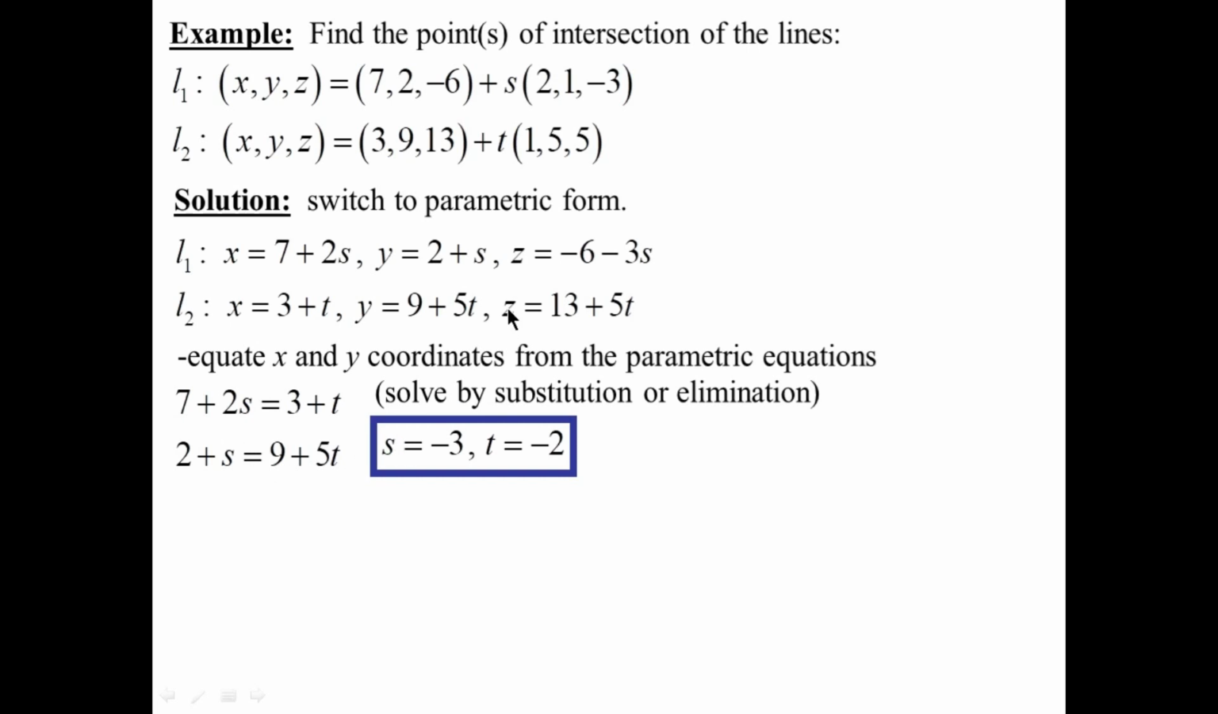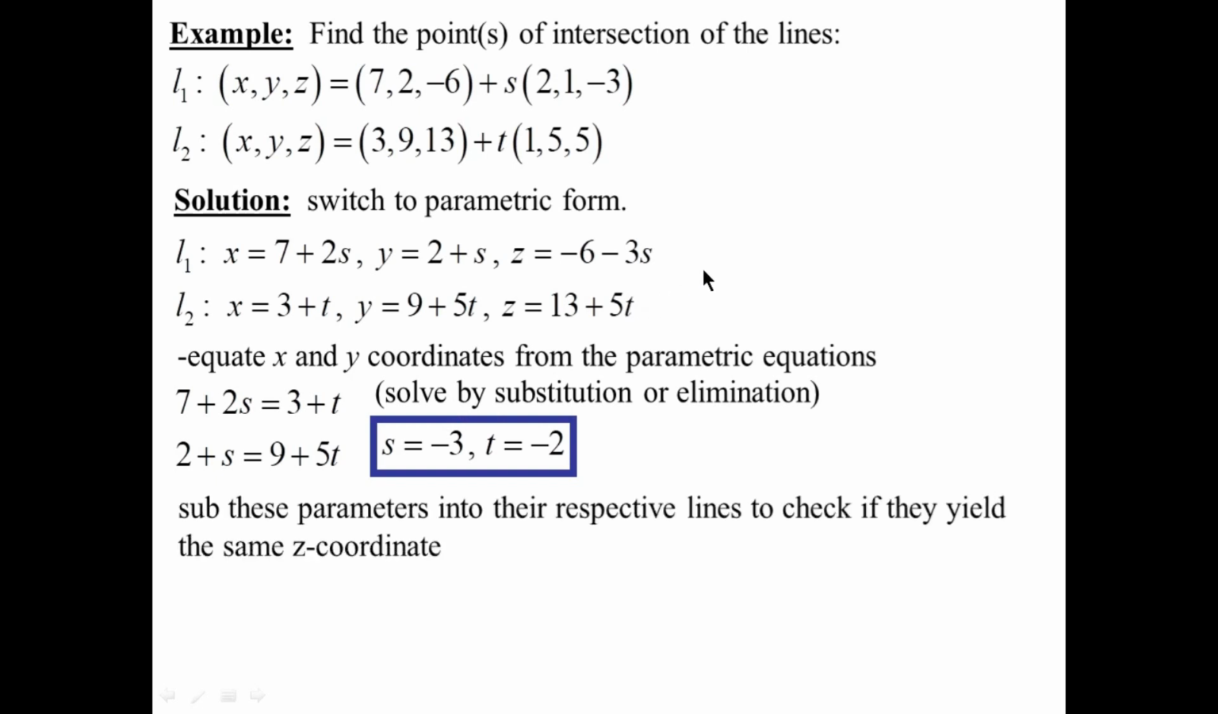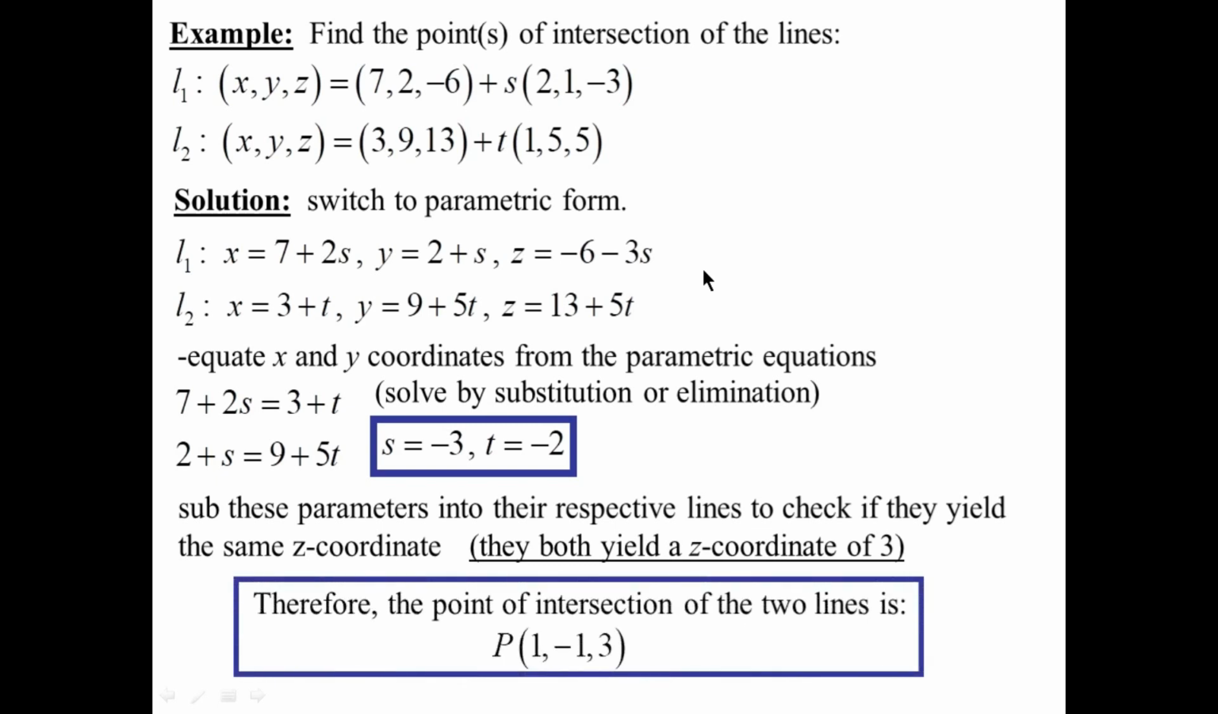And now we'll see if they generate the same third coordinate. Line 1 would generate minus 6 minus 3 times minus 3, which is plus 9. So minus 6 plus 9 is 3. While line 2 would generate, and that would also be 3. They both yield the same z coordinate, which is 3. And so they meet at this point.